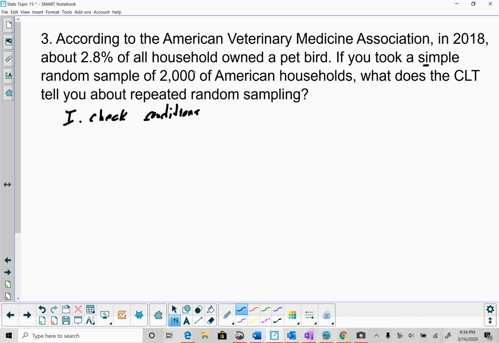Well, it says we are going to try and take a simple random sample, so that's good. But is that sample size enough? So we're going to say, in this case, that pi, according to the AVMA, is 0.028. So if we take our 2,000 households times the 0.028, that should give us 56. And yay, that's bigger than 10.